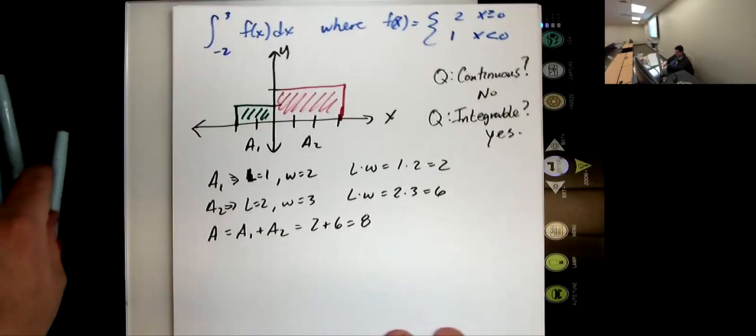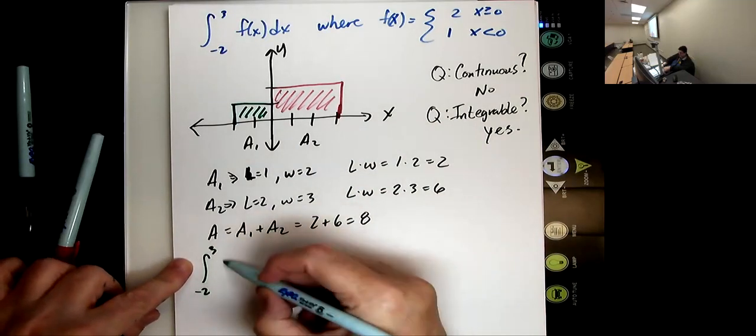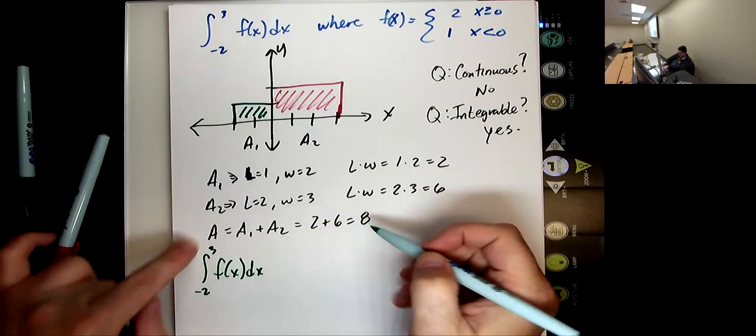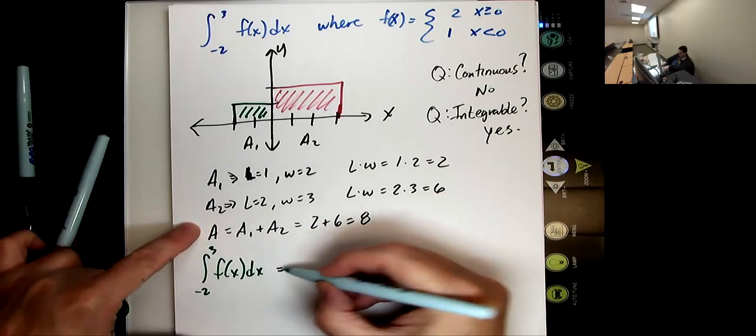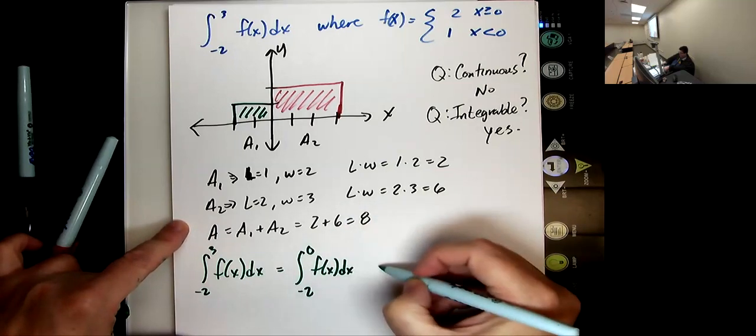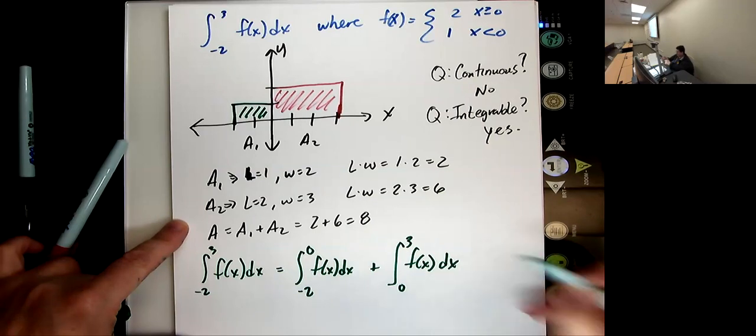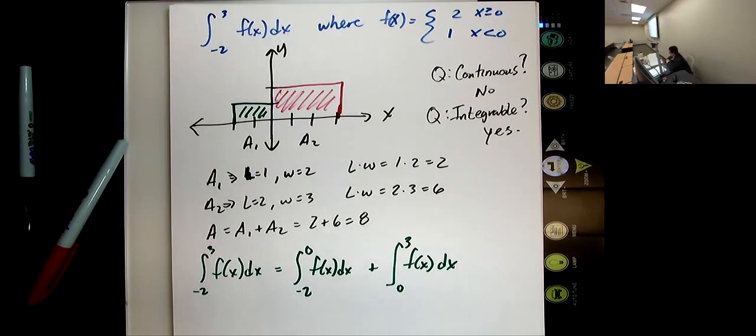Now note, I can write this area as the integral from negative 2 to 3 of f of x dx. I wrote this area as A1 plus A2. A1 was the integral from negative 2 to 0 of f of x dx, and A2 was the integral from 0 to 3 of f of x dx. So that's very much a valid operation. You can break up an integral into parts to do it over different regions, as long as you get all the regions.